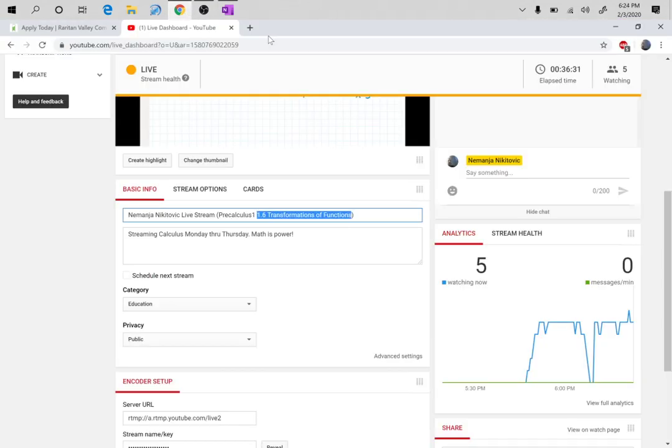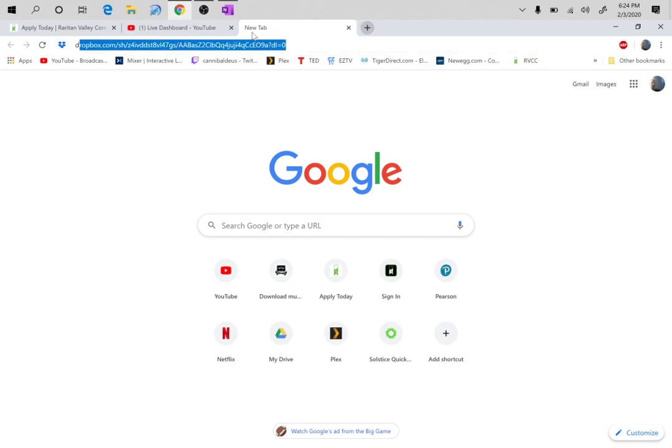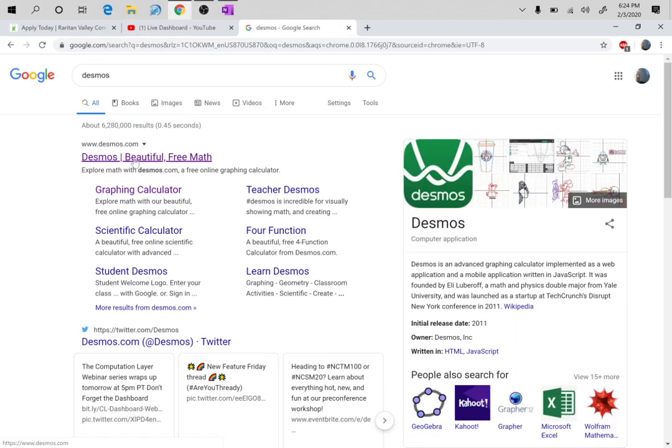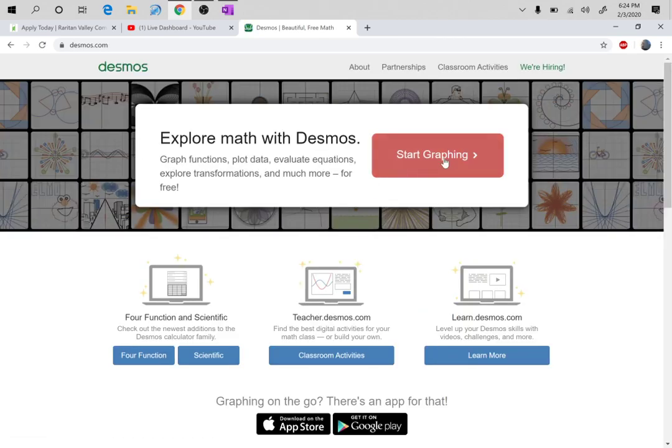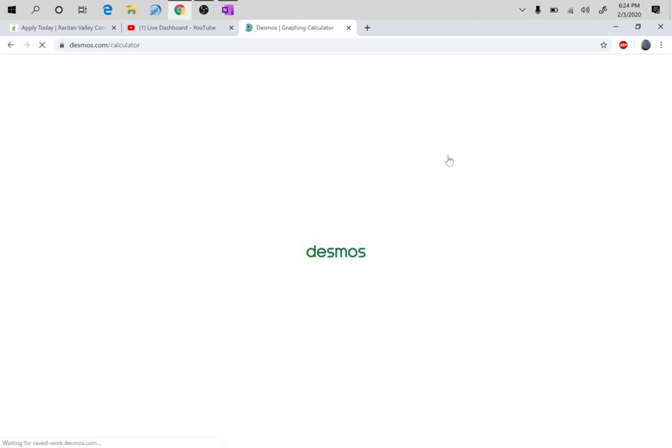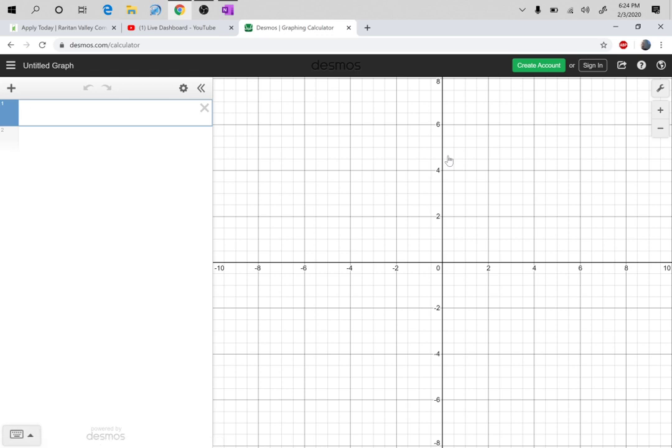Now let me show you what you can do on Desmos. Beautiful free math. Start graphing. Done. Over here, you want to explore the graph square root. If you type SQRT, it types the square root for you of x. And that's it. That's the only thing you want.